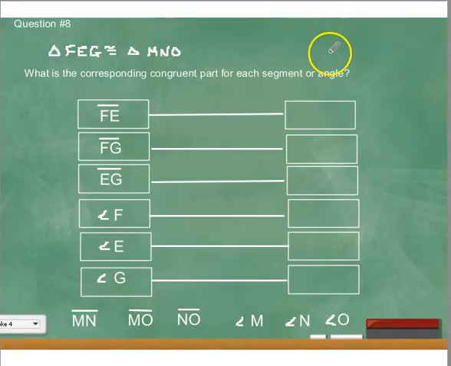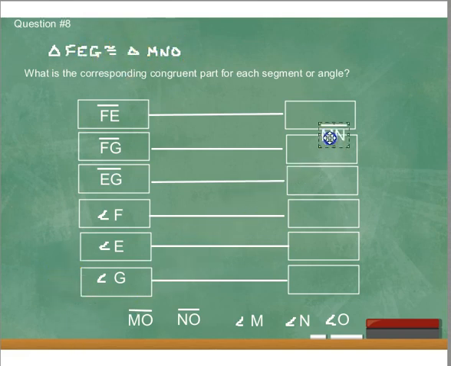Question number 8 is going to be dealing with what is the corresponding congruent part for each segment or triangle. All they're going to do is give you this name: triangle FEG is congruent to triangle MNO. Just by looking at the name, I know that FE is congruent to MN. And for instance, angle F is going to correspond with angle M. All you have to do is look at the name and you know how they correspond.